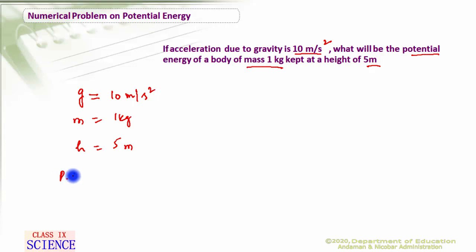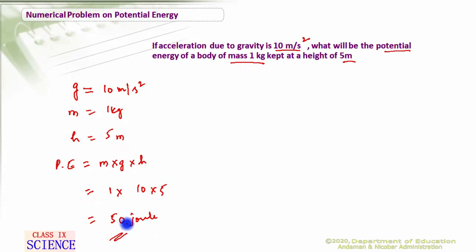So here potential energy is equal to, we know the formula, m into g into h. All the quantities are given, you just have to substitute. Here mass is 1 kg, g is 10 and height is 5 meter. So upon solving this, we will get 50 joules. How simple, right? Let us see another numerical problem.